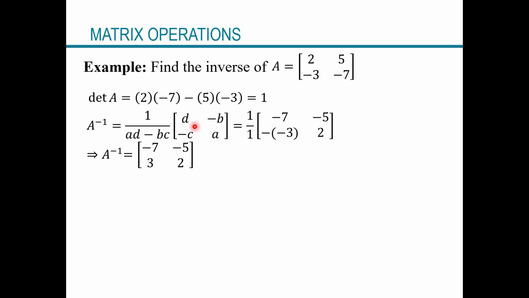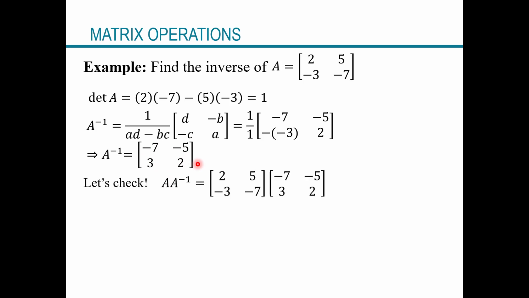And then we just swap what was A and D, so that's -7 and 2 swap places. And then we would just put minus signs on B and C. And then simplify. And so A inverse is just this matrix right here. And so anytime you're not sure if you did it right, you can always verify.